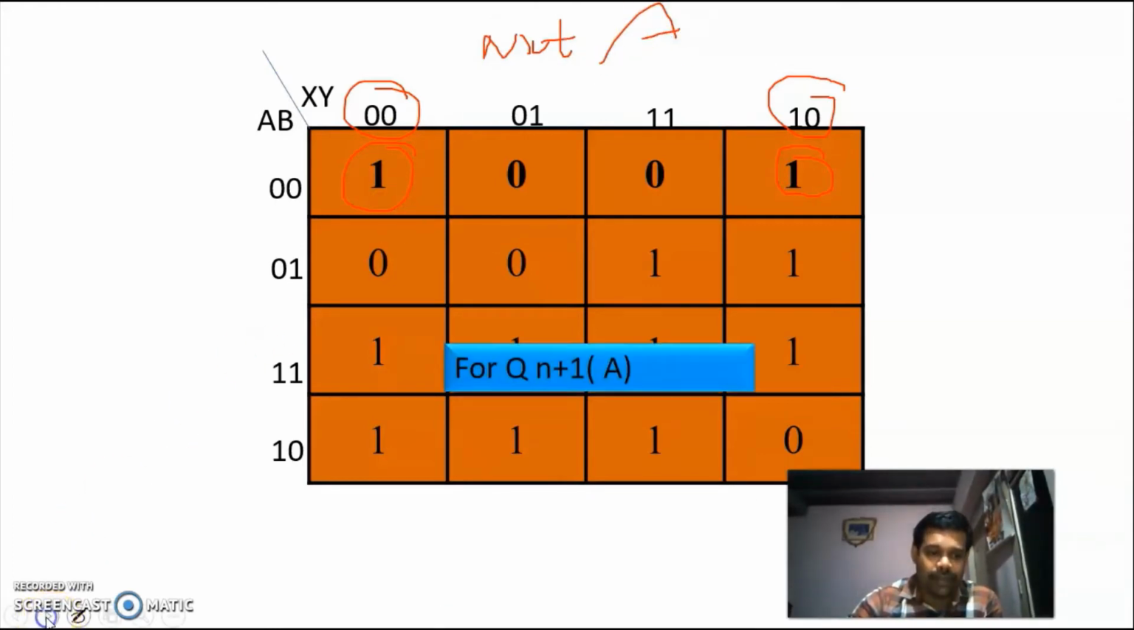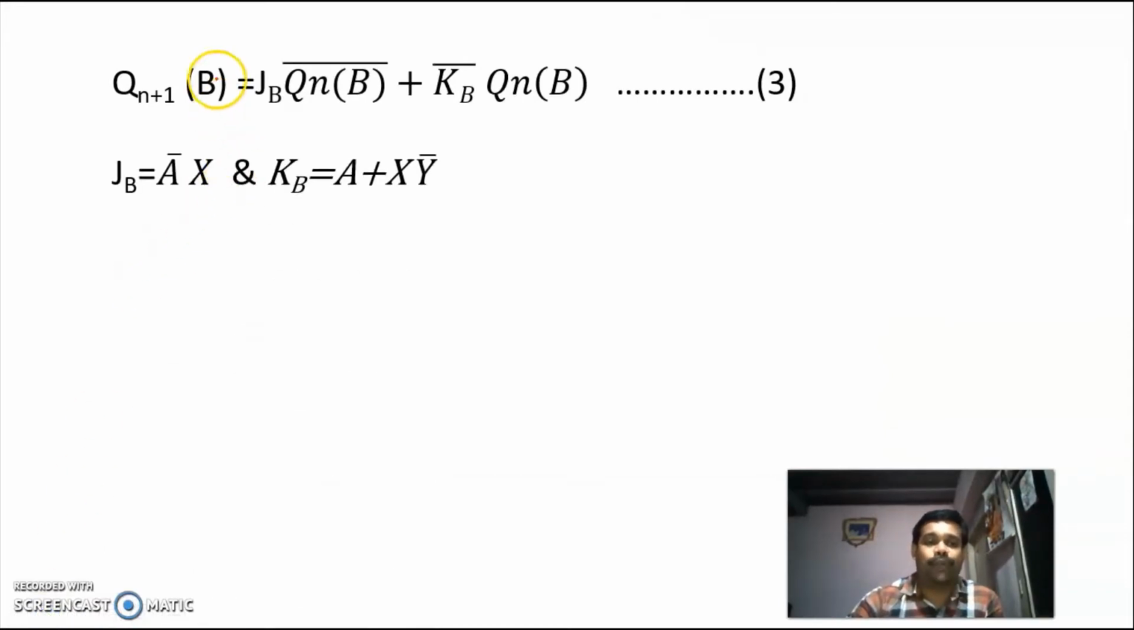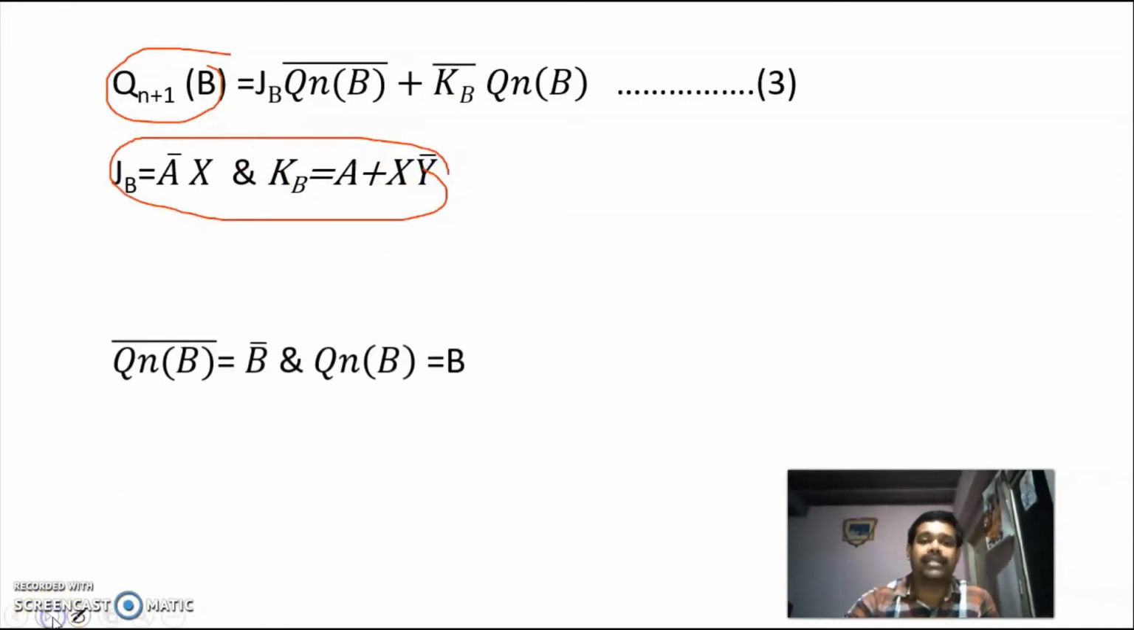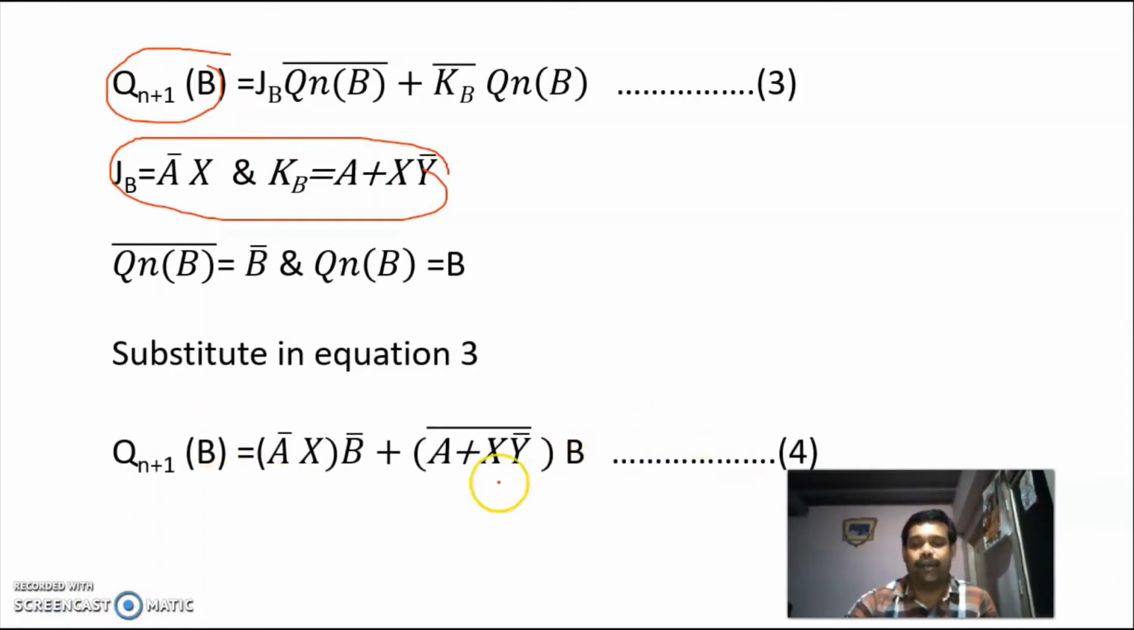Similarly, now we are coming for B. So Q of n plus 1 of B. In the next state equation of JK flip-flop, instead of J, we have substituted JB, and instead of QN, you have substituted QNB, and here also instead of K, you put KB. And from the question, they have given the value of JB and KB. You are substituting in this equation 3, and you are getting the equation 4.